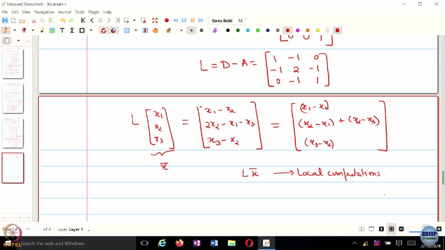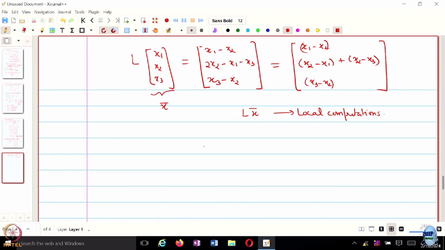And when is this quantity 0? Let's say, when would this result in 0? When x1 is equal to x2 is equal to x3. All are essentially the vector of 1s, right? If the graph is connected, it should be collinear with the vector of 1s, right? So that means x1 is equal to x2 is equal to x3 is equal to 0. So that pretty much gives you an idea how to run a consensus algorithm.